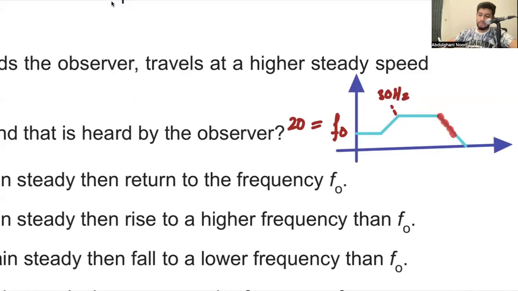After this, what will happen? It will decrease and decrease when the vehicle stops. So its actual frequency, this is where it hears the actual frequency, and that may be, let's say, 5 hertz or 10 hertz.